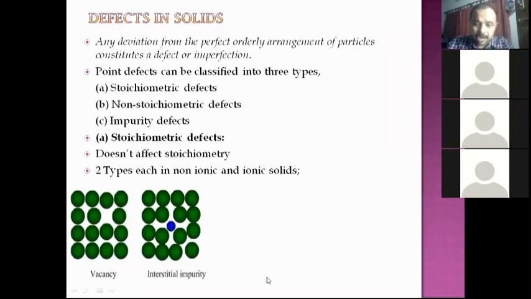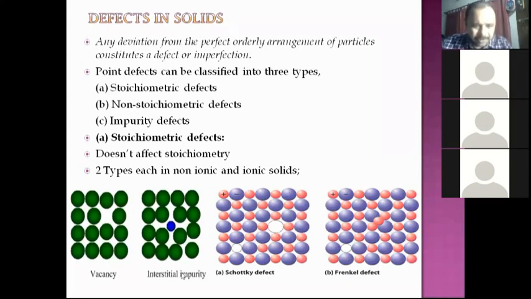Now in ionic solids, similar defects, vacancy and interstitial defect, are called Schottky defect and Frenkel defect. Now, as I told you, Schottky defect is similar to vacancy defect. That means particles are absent. But the problem is, this is an ionic solid. Simply any number of particles, any particular ion, cannot be absent.